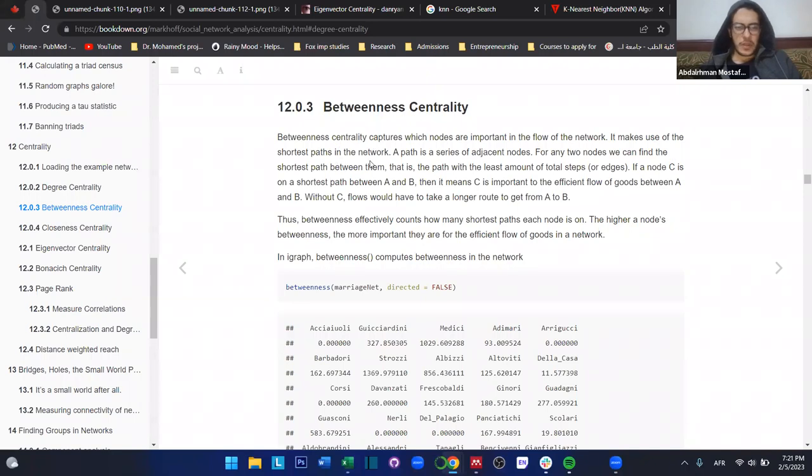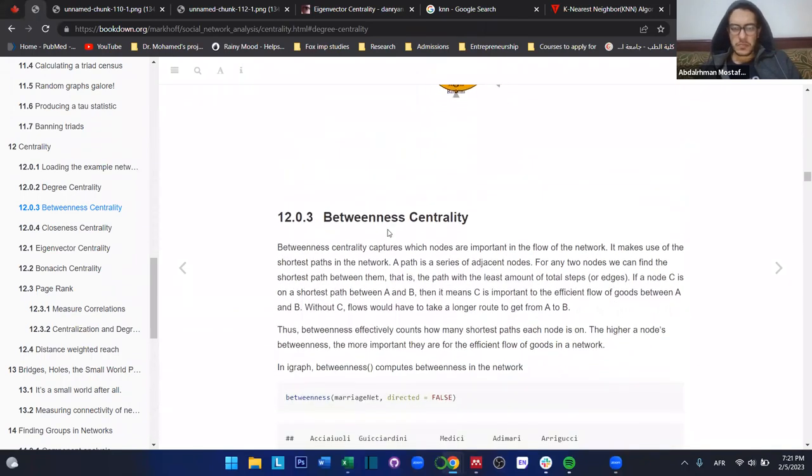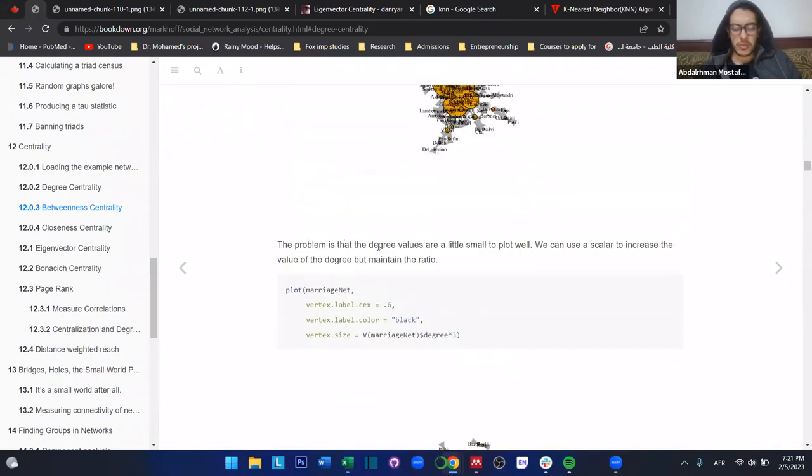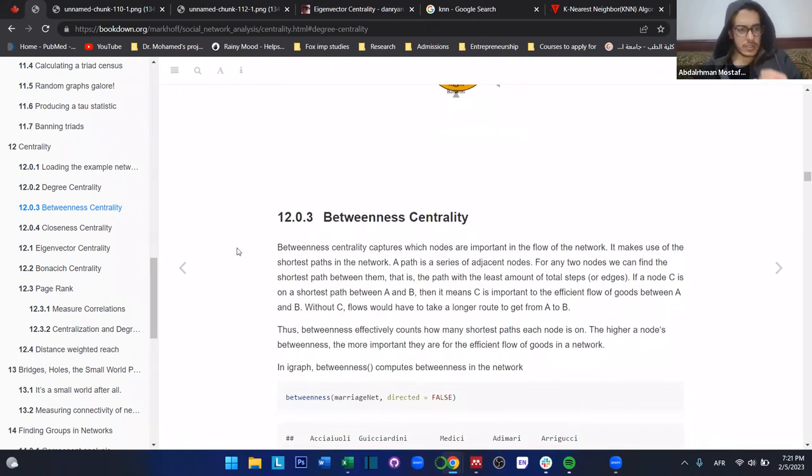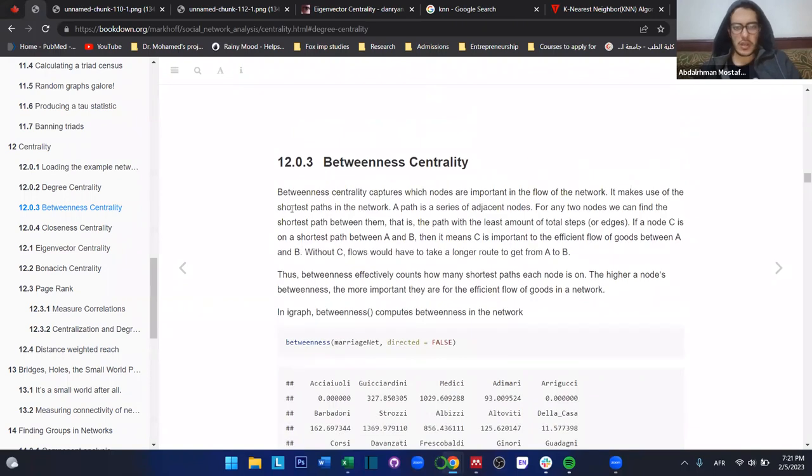Okay. So to sum up, we just measured the degree centrality, the most basic measure of centrality. Next, we're going to measure the betweenness centrality. Something that is very thematic, I'd say, in studying networks is studying the shortest path between any two nodes, right? And betweenness centrality ties into that theme as well.